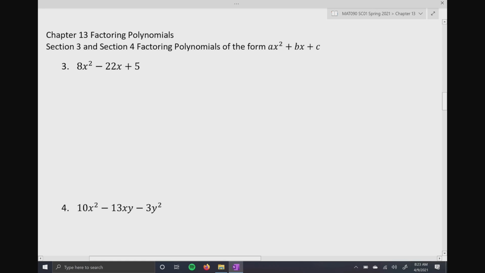All right. So did anybody happen to get an answer? What is the final factored form? Anybody? I got open parenthesis 4x minus 1, close parenthesis, open parenthesis 2x minus 5, close parenthesis. Okay. All right. Let's see if you're right.